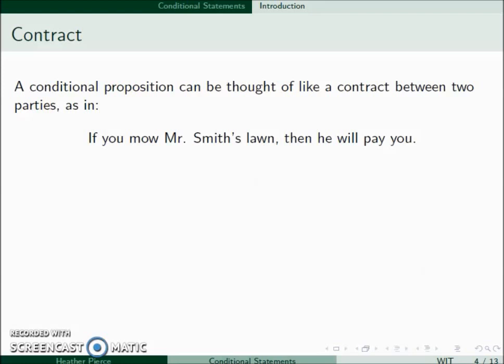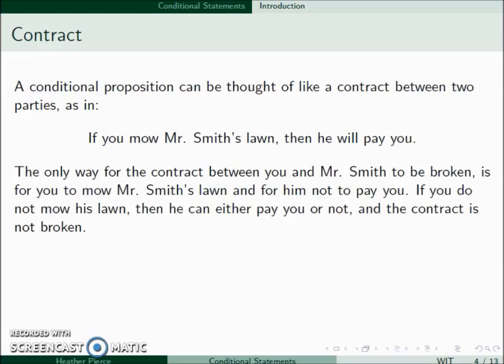So for example, if you mow Mr. Smith's lawn, then he will pay you. The only way for the contract between you and Mr. Smith to be broken is for you to mow the lawn and him not to pay you. If you do not mow his lawn, he can either pay you or not, and the contract isn't broken.